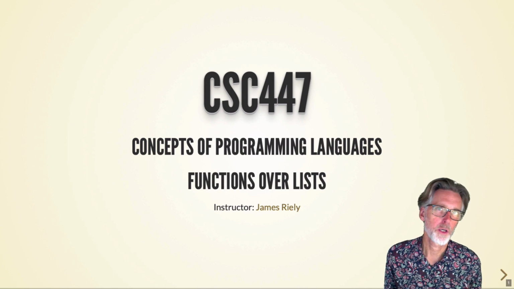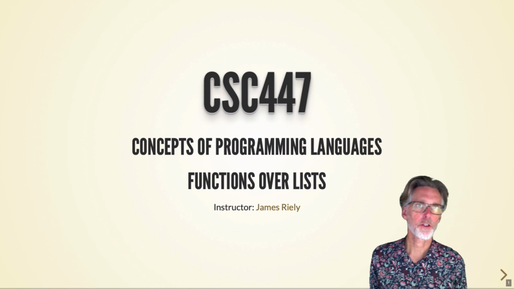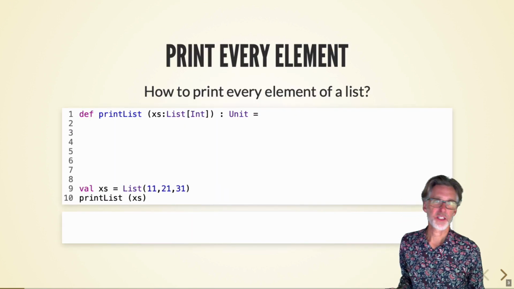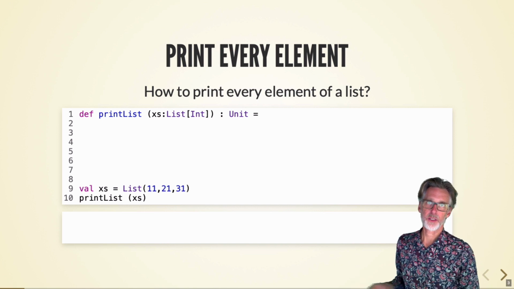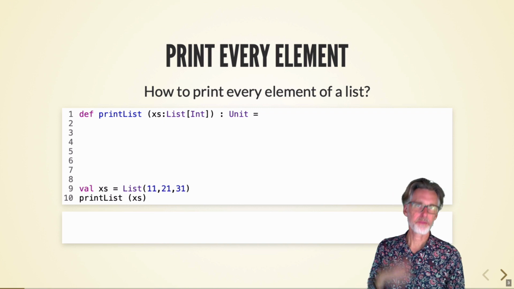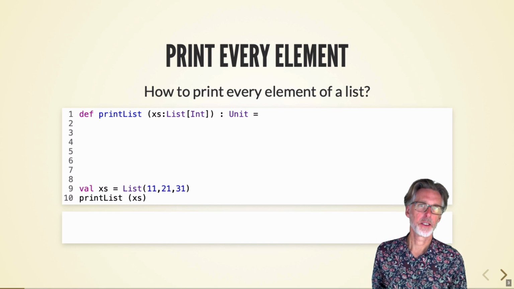In this lecture, I want to talk about functional programming, and I'm going to do that by introducing functions over lists. The simplest thing you might ever want to do with a list is sort of go through it and print all the elements out. How do you do that? Well, there's a standard pattern for writing functions over lists. What does it look like?